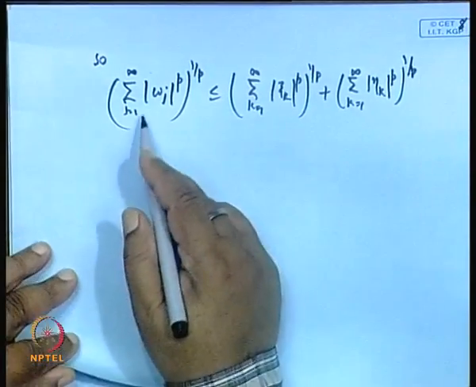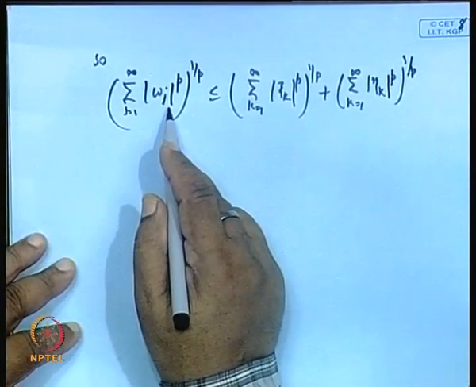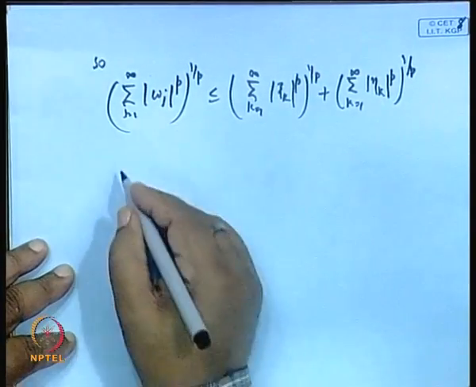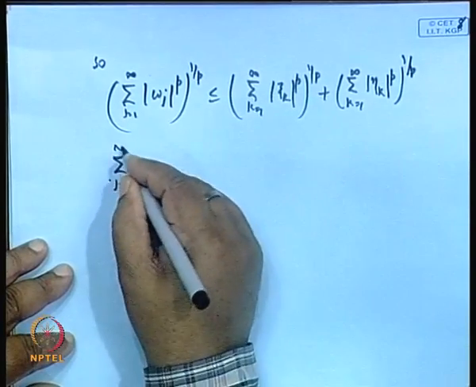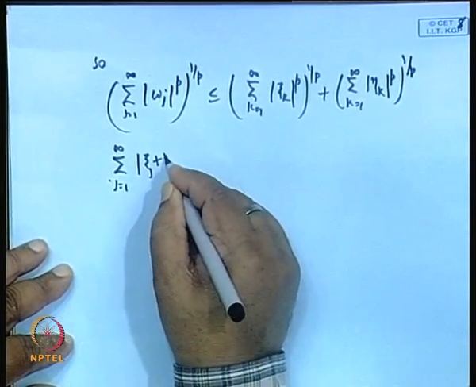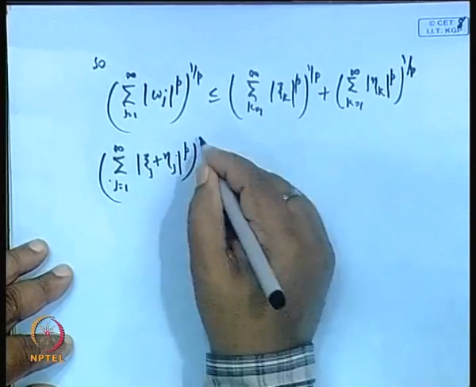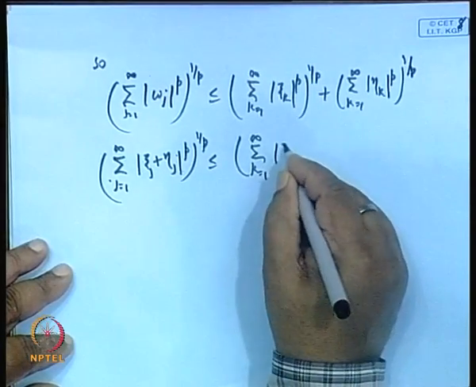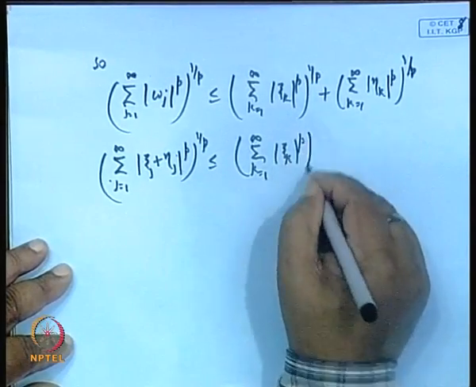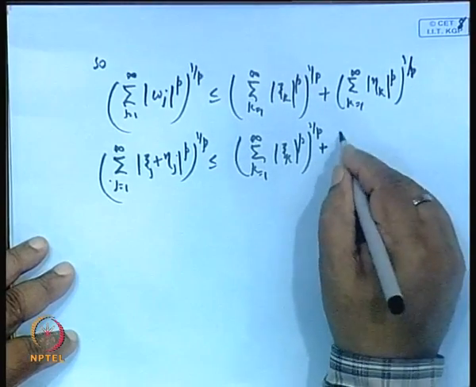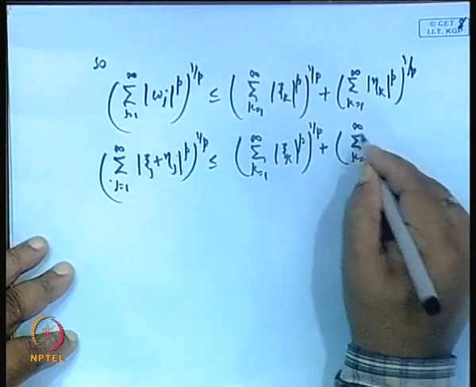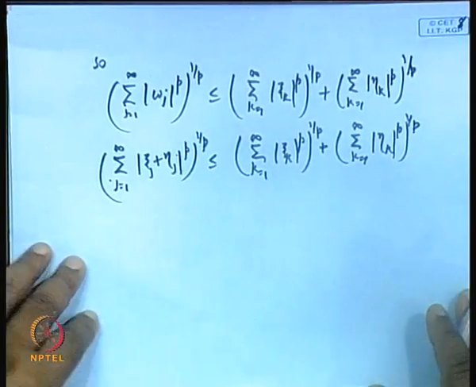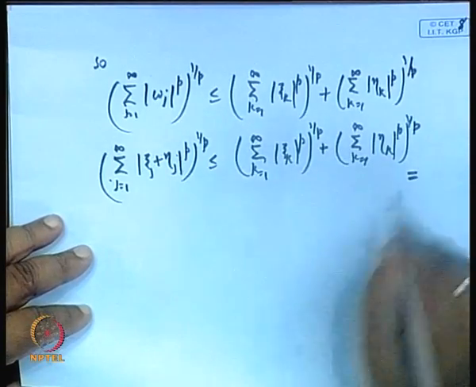And this will be nothing but w j, xi j plus eta j. So, we get the inequality sigma j is 1 to infinity mod of xi j plus eta j power p, power 1 by p, is less than or equal to sigma k is 1 to infinity mod xi k power p power 1 by p plus sigma k is 1 to infinity mod eta k power p power 1 by p, and that is nothing but the Minkowski inequality.